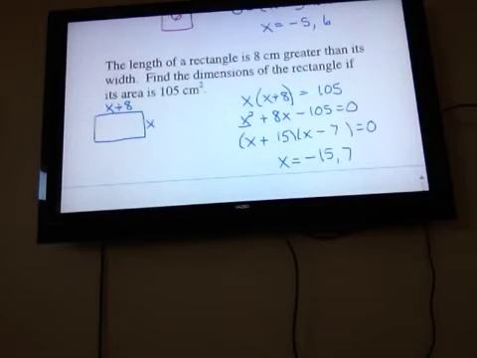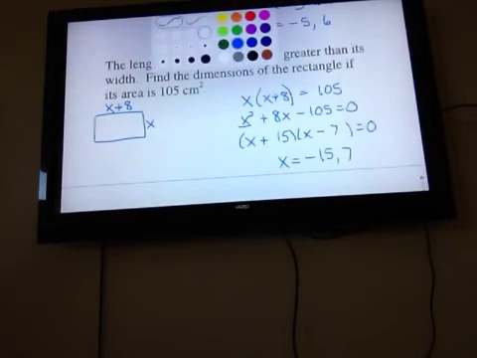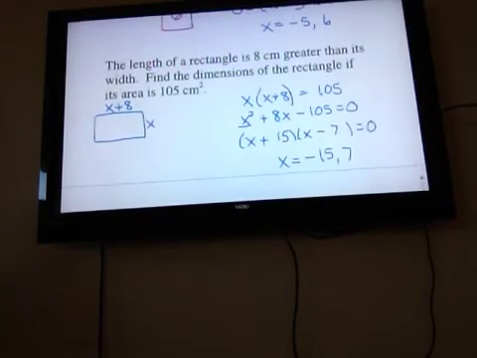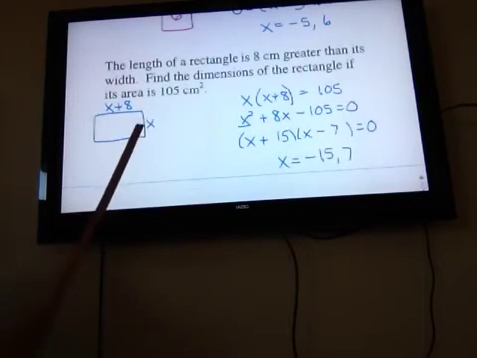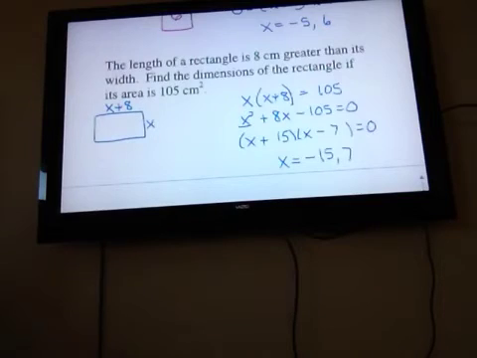I can eliminate one of those solutions. Which one? Come on! The negative. You can't have a negative dimension. This dimension can't be negative 15. Negative 15 can't work. So that means the width is 7. And the length, 8 plus 7, or 15.